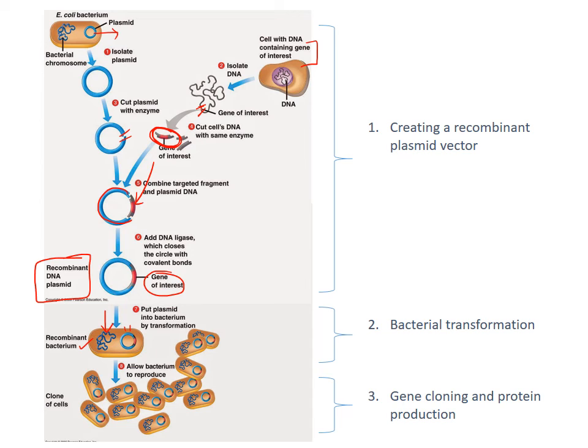Those transformed bacteria are left for a few days. They go through binary fission. They make lots and lots of copies. Each copy contains that plasmid that contains that gene of interest that we want to copy. And then eventually an inducer is added and that gene of interest starts producing all of the proteins that we need, which are then extracted.